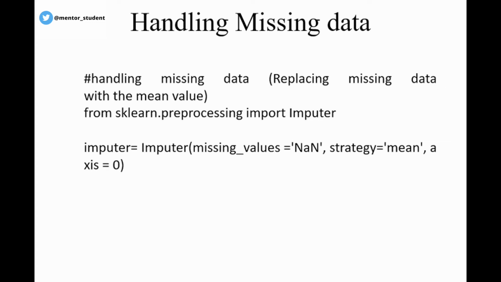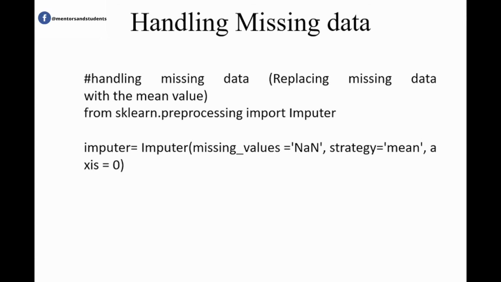Our next step is how to handle missing data in your current data set. Handling missing data means replacing missing data with mean values. We need a very important library for this. The library name is from sklearn.preprocessing import Imputer. With the help of Imputer we can replace all null values or NaN values. The syntax is pretty clear. We write imputer equal to Imputer, bracket, missing values equal to NaN, strategy equal to mean, and axis is equal to 0.